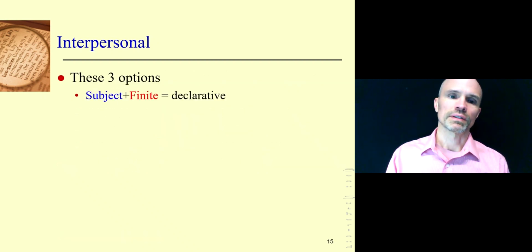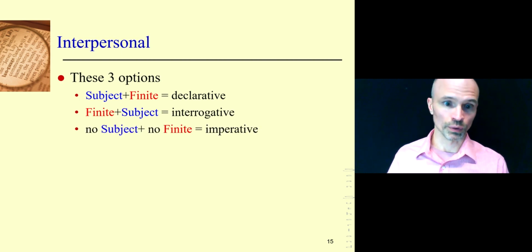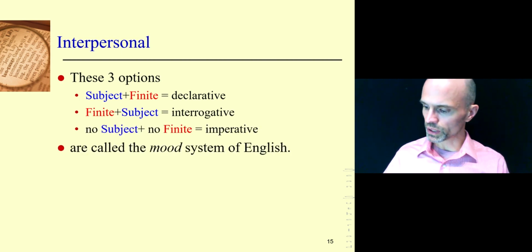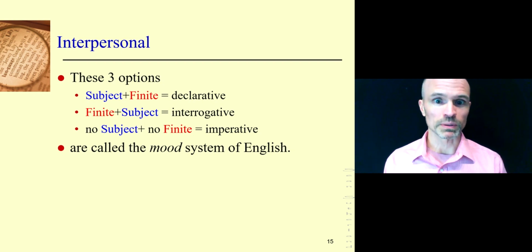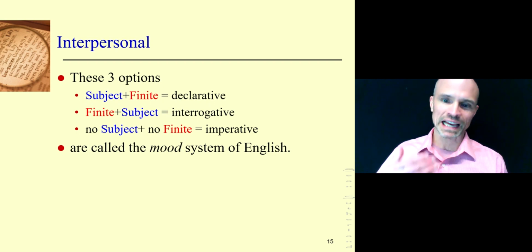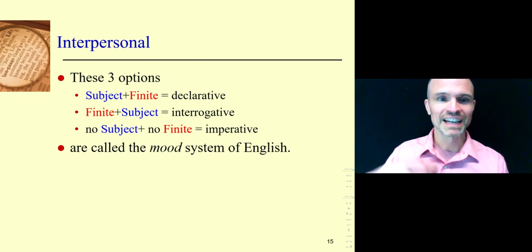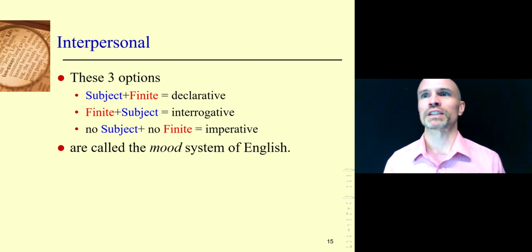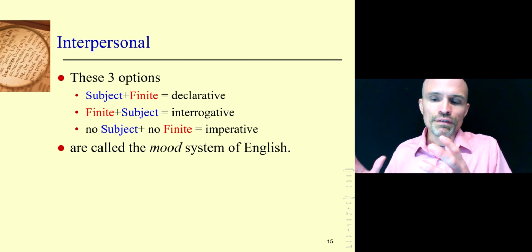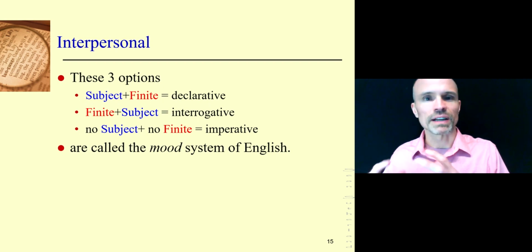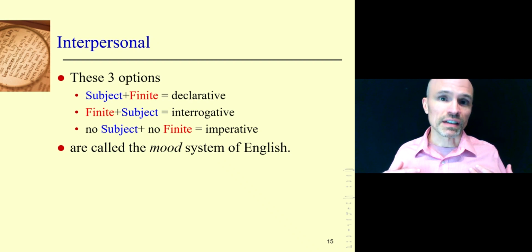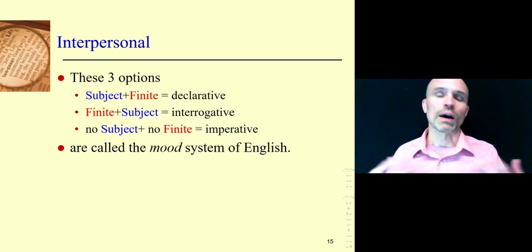These three options, right, subject finite, finite subject, and no finite, no subject, are called the mood system of English. That's why people will say declarative mood, interrogative mood, and imperative mood. Those are the three options you have available when you want to use language interpersonally, between people, right? I'm a person, you're a person, I'm talking to you, so you can see why it's called the interpersonal metafunction. The metafunction, the higher level function of language, is that it allows us to talk to people, or to write, of course.